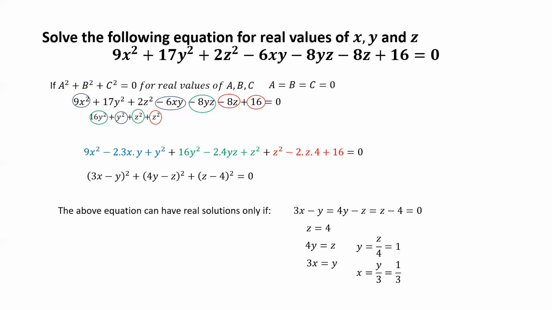So the final solution that we get, and these are only the real value solutions, is x equal to 1/3, y equal to 1, and z equal to 4. Using this trick, we can solve for three unique variables from only one given equation.